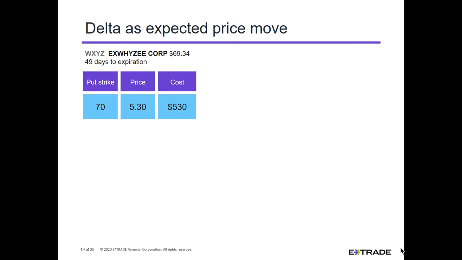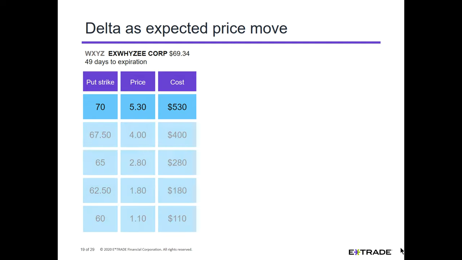So first, I took prices for some options. We're using our stock XYZ Corp at 69 and 3 quarters. There were 49 days to expiration. A 70 strike price option was $5.30, or it would cost us $530 to purchase it. And here are the prices of four other strike prices. $67.50 was $4. The $65 was $2.80.